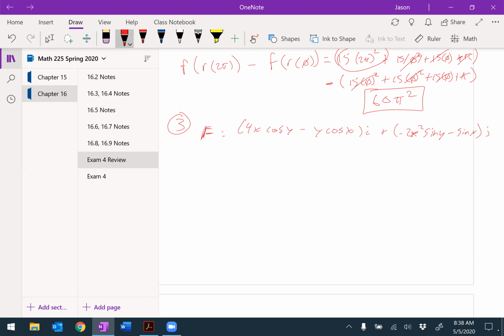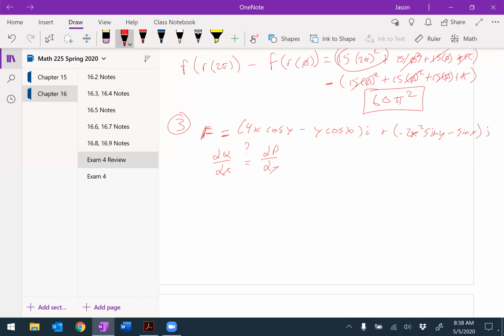Okay, so we want to know, is this thing conservative? How are we going to find out? Well, again, we want to check: does dQ/dx equal dP/dy? We're going to put a question mark there because we don't know yet.